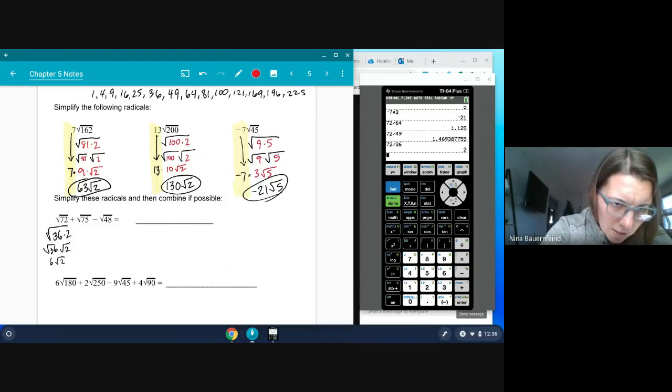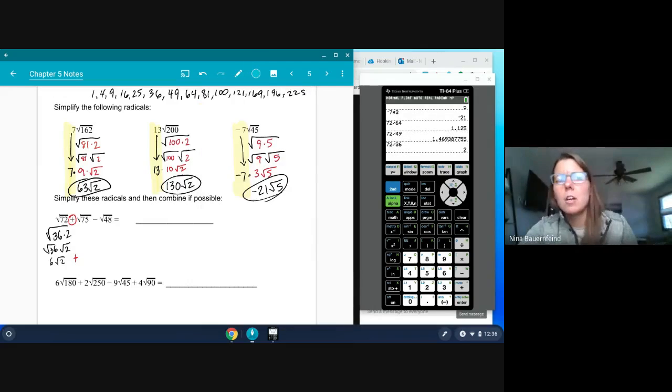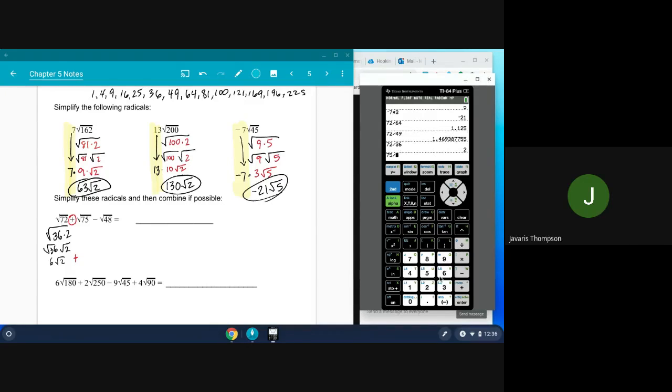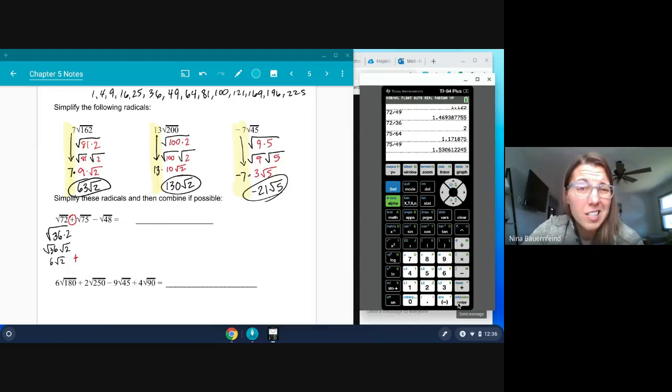And I'm going to put this plus sign in red because of that right there. I'm going to do the next one in blue. Okay, 75. What's close to 75 but not over? 64. Trash. Next one's 49. Trash. 36. Again, garbage. 75 divided by 25.